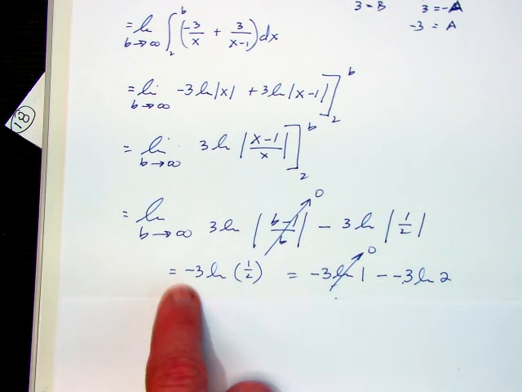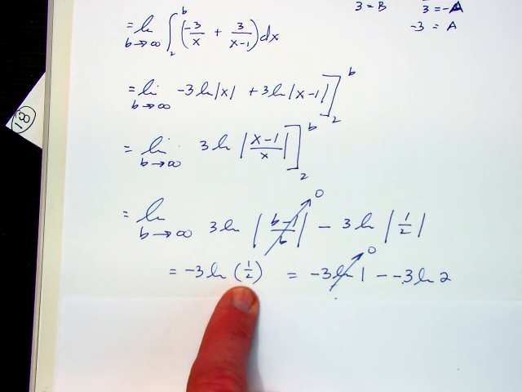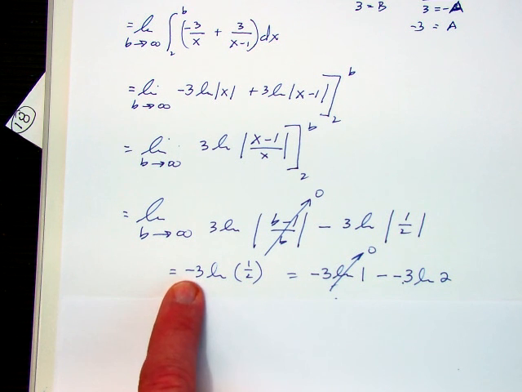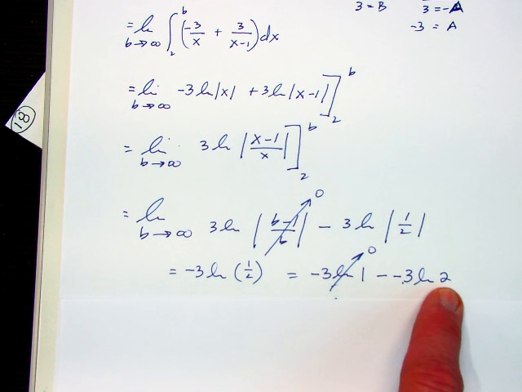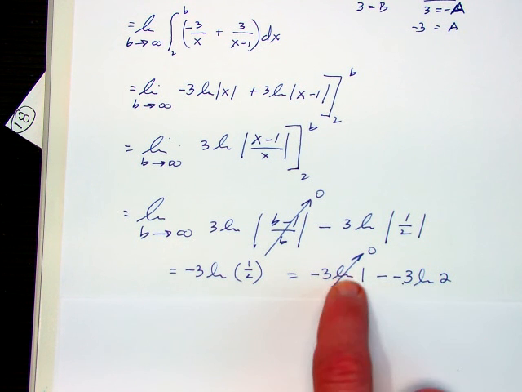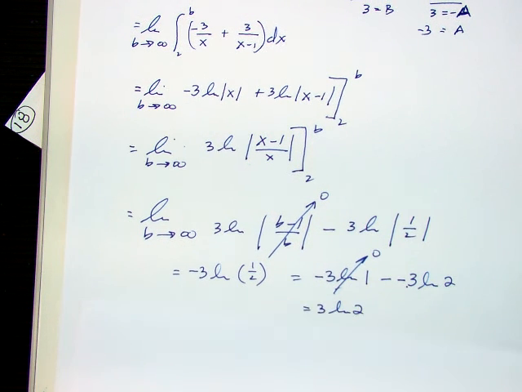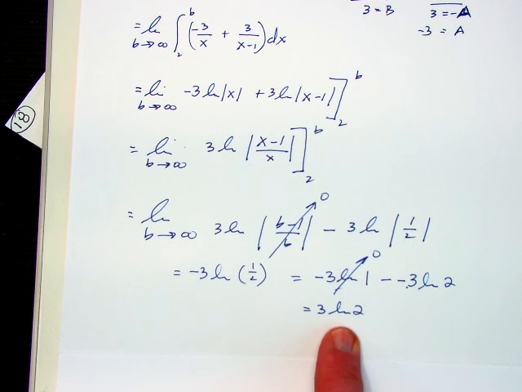So negative 3 ln of 1/2, I'm going to rewrite it using my rule of logs again, as negative 3 ln of 1 minus negative 3 ln of 2, where natural log of 1 again goes to 0, and this I just get 3 ln of 2. Okay? So at least you wanted you to see that one.